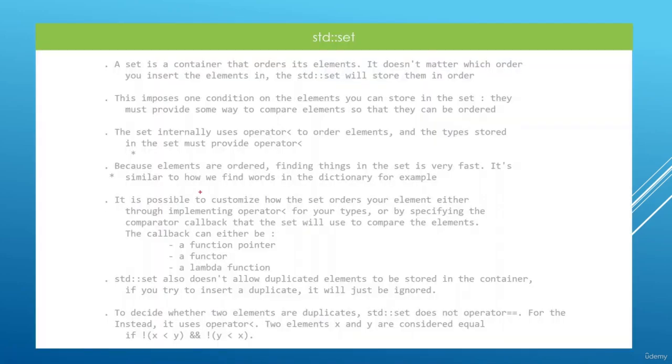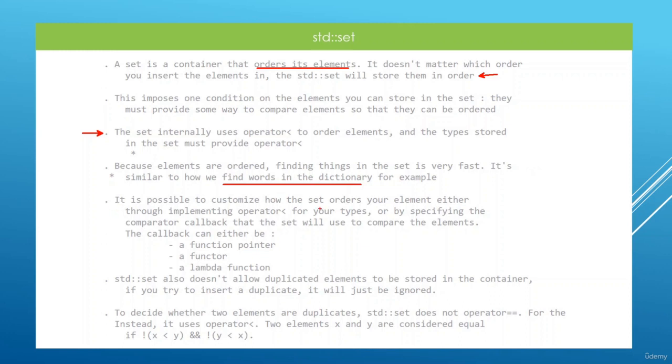So here are a few facts about std::set. It is a container that orders its elements. This is something you should remember. It doesn't matter which order you insert elements in, std::set will order them automatically. This is going to impose on the types that we put in to have a less than operator that's going to be used by the std::set container to order things. Because elements are ordered, it is going to be super easy to find elements. And this is going to be the same thing we do to find words in regular dictionaries. This is going to go very fast.